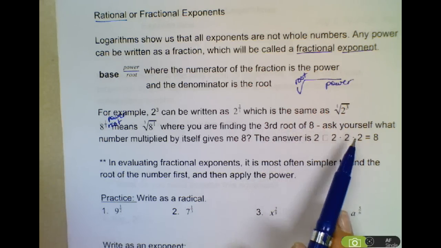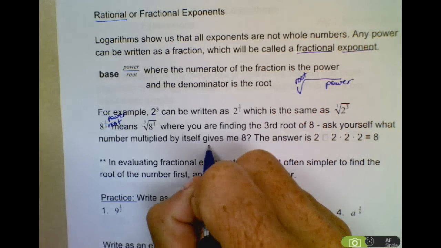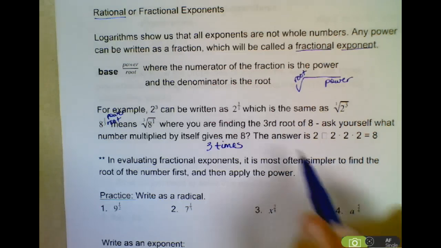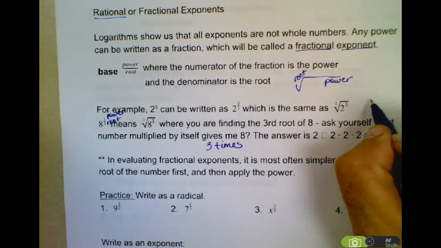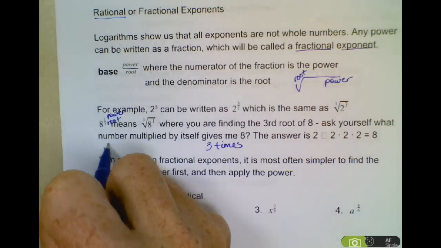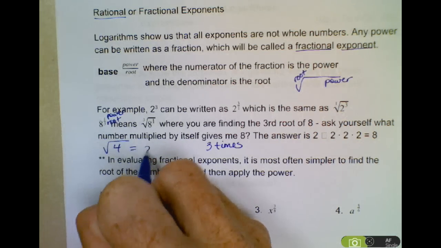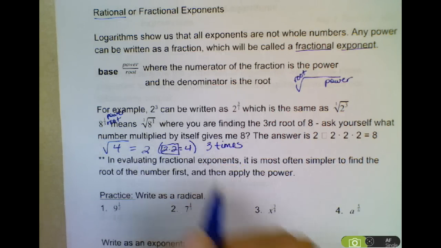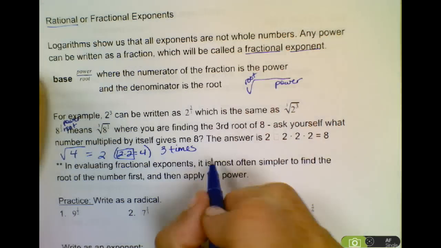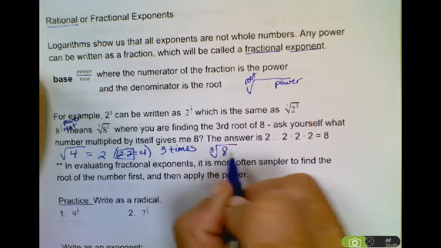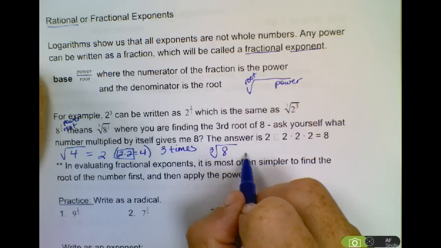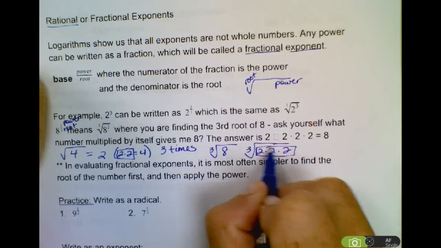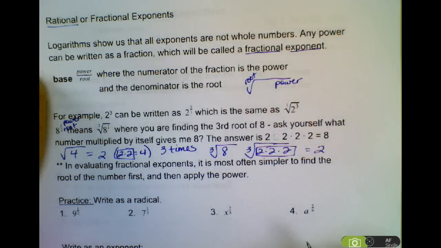So you need to ask yourself, what number multiplied by itself 3 times gives me 8? You're looking for a triplet. If you're looking for square roots, you're looking for pairs. Okay? The square root of 4 equals 2. 2 times 2 equals 4. You're looking for a pair of 2s. If you're looking for third roots, you're looking for triples. So we can break 8 down into 2 times 2 times 2. You have a triple of 2. That is your third root of 8. Okay?